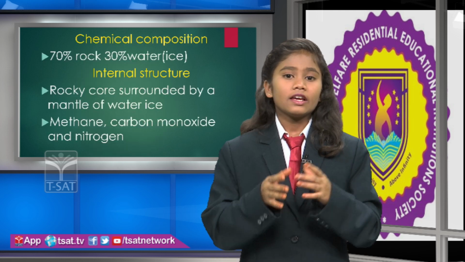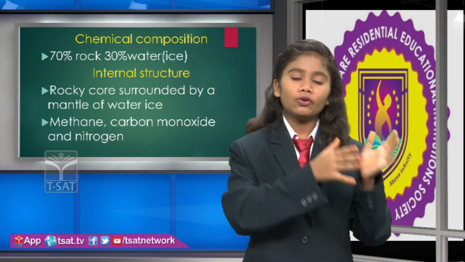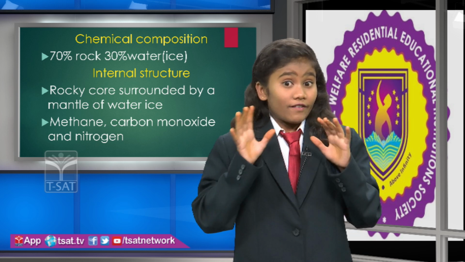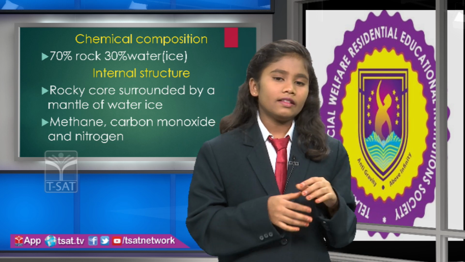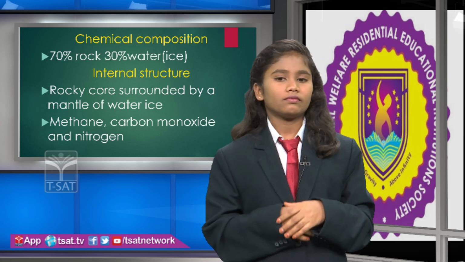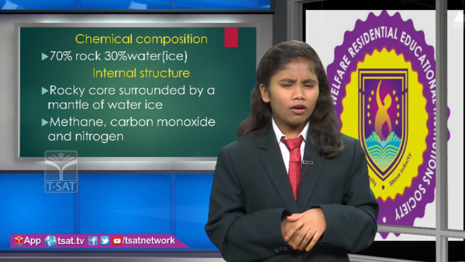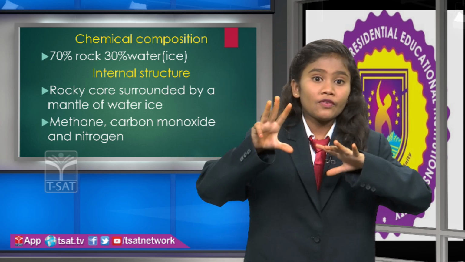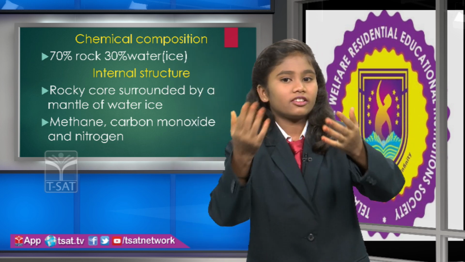Now let us discuss the chemical composition of Pluto. Pluto consists of 70% rock and 30% water. Although Pluto is very small, it has 3 times more water than the Earth.